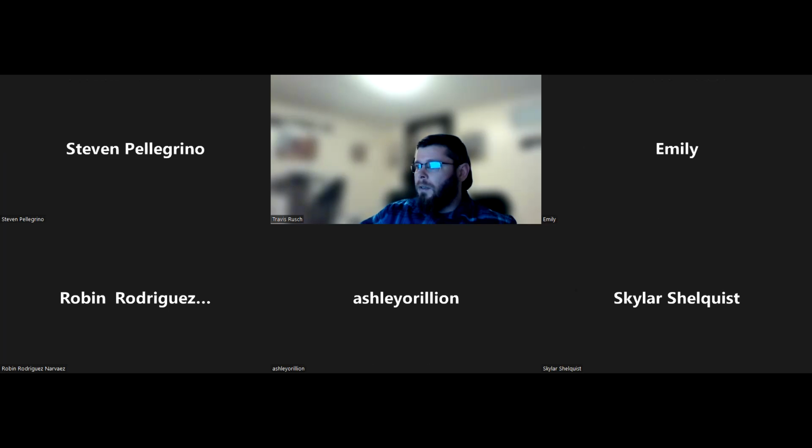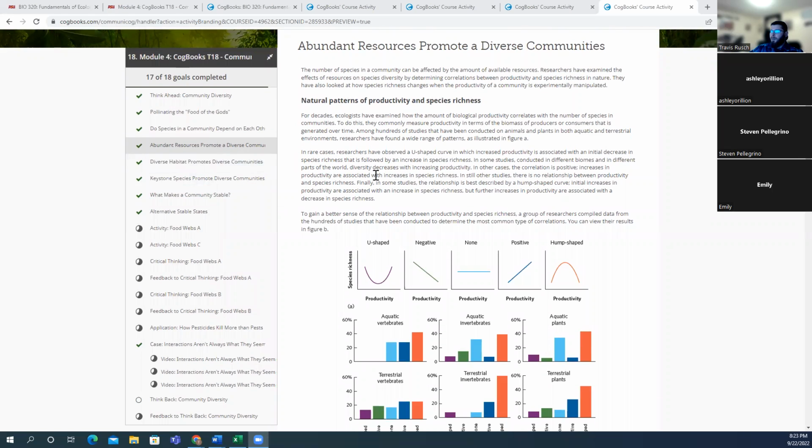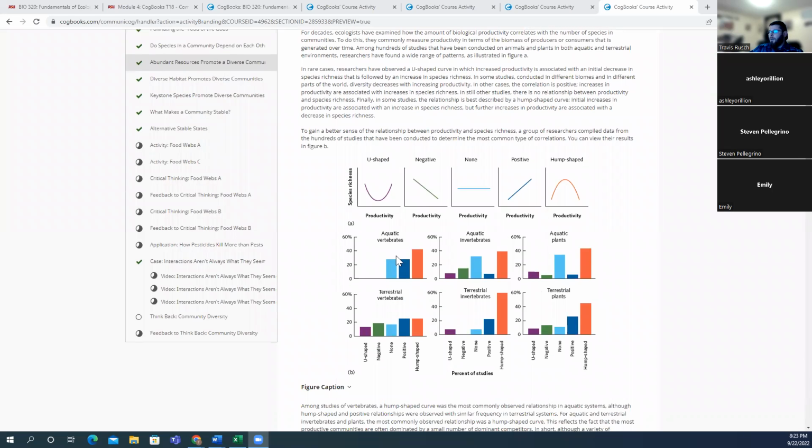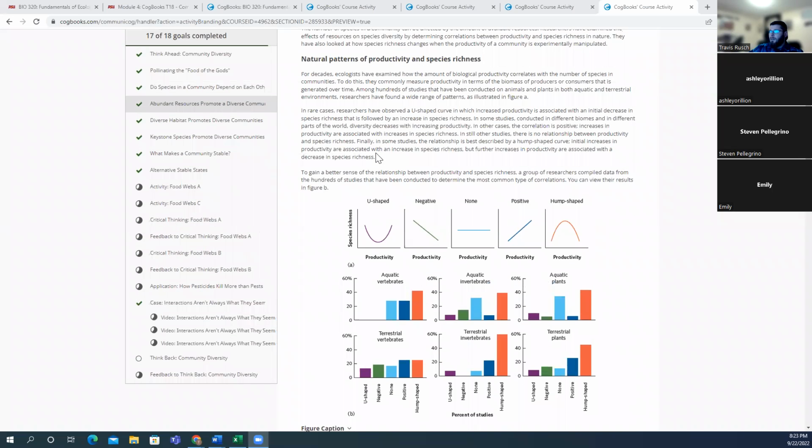So that's going to be a few of the parts from Cogbooks. So the first one is, this is the abundant resources promote diversity. I remember the example they gave here was they looked at the different productivity shapes and looked at, across species, so aquatic vertebrates, aquatic invertebrates, aquatic plants. And just noticed that, the more abundant resources were in an environment, the more productivity or diversity that environment had.